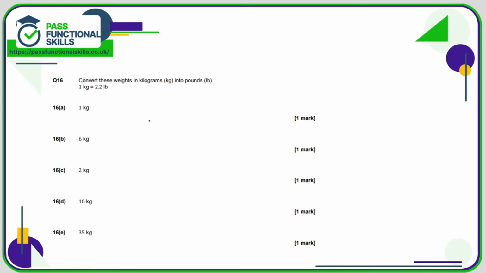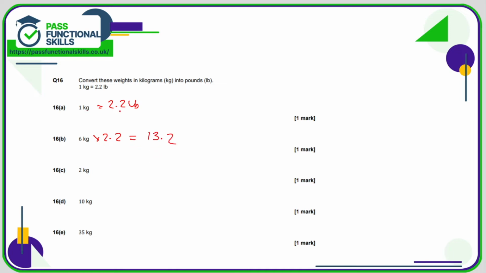Question 16, we're converting kilos into pounds. Now here we know the conversion rate is 1 kilo equals 2.2 pounds. So well, question A is just done for us. That's the same as the conversion rate. So if 1 kilo is 2.2, then 6 kilos is going to be 6 times by 2.2. We can use the calculator, and that comes to 13.2.